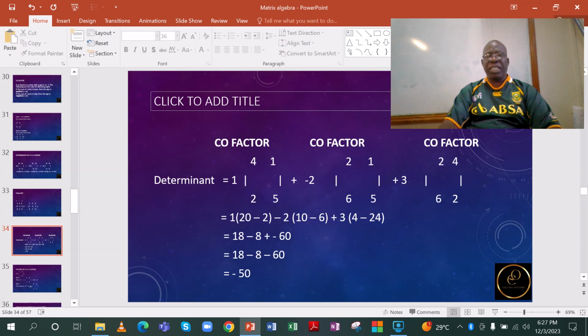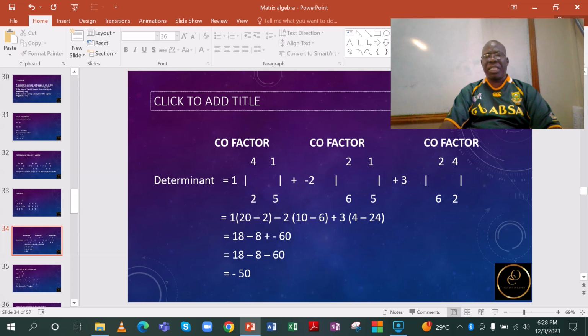When you simplify this, it will be 1 times 18, which is 18. Then the bracket will be 4, times minus 2, which will be minus 8. Then the last one will be minus 20 multiplied by 3, which will be minus 60. Simplifying that, you end up with minus 50 as the determinant for that matrix.